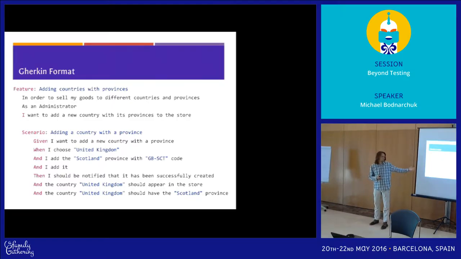So a manager can understand it. A developer understands that it's not some abstract thing, not something like, I need to add a counter, and how to implement that, no one knows. But this describes that Scotland is a province of the United Kingdom and it should be there. So it describes in a very precise manner. And in the end, this scenario can be executed as a test. So the test is only the final action of it.